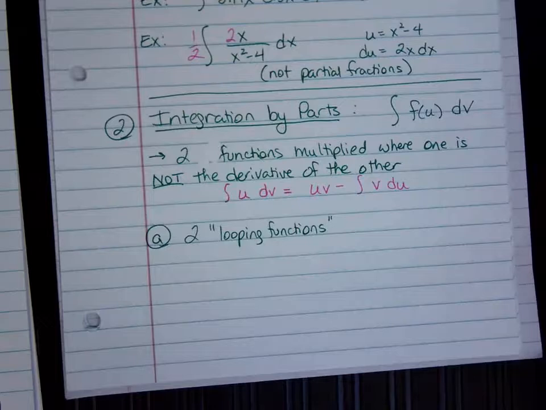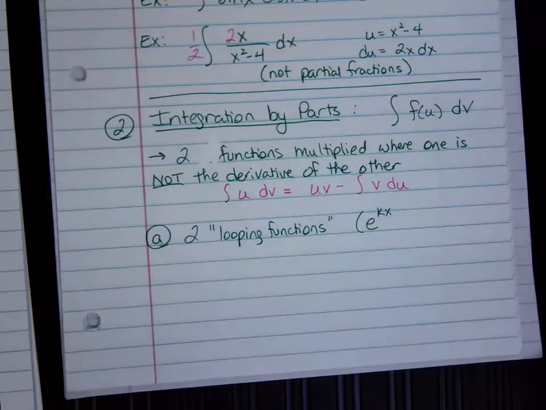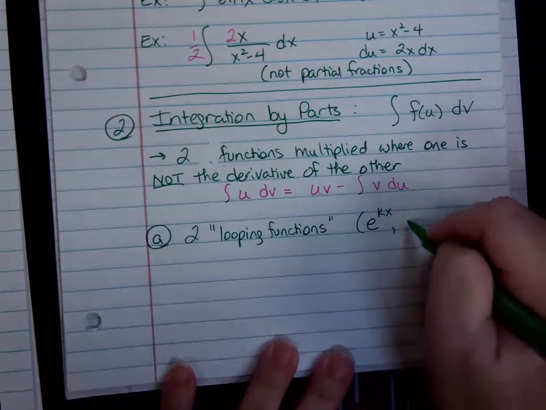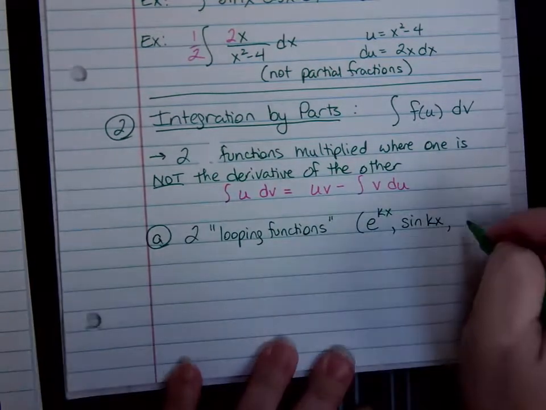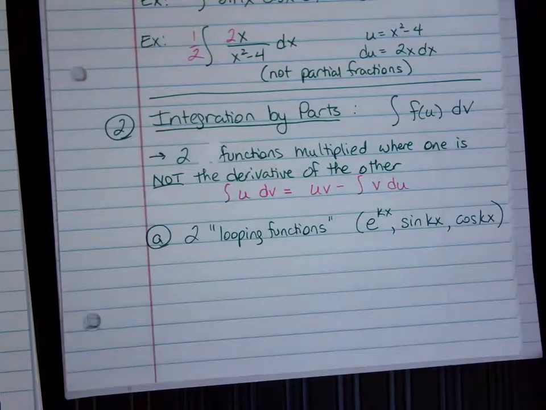There are three functions that when you take their derivative or antiderivative eventually come back to where they started. E to the x is one of them. Now I'm going to put e to the kx. It could be any number up there. What's another one? Sine of kx. It can be any number in front of the x there. And cosine is the other one. Those are the three looping functions. They eventually come back to themselves when you take their derivative or antiderivative over and over again.